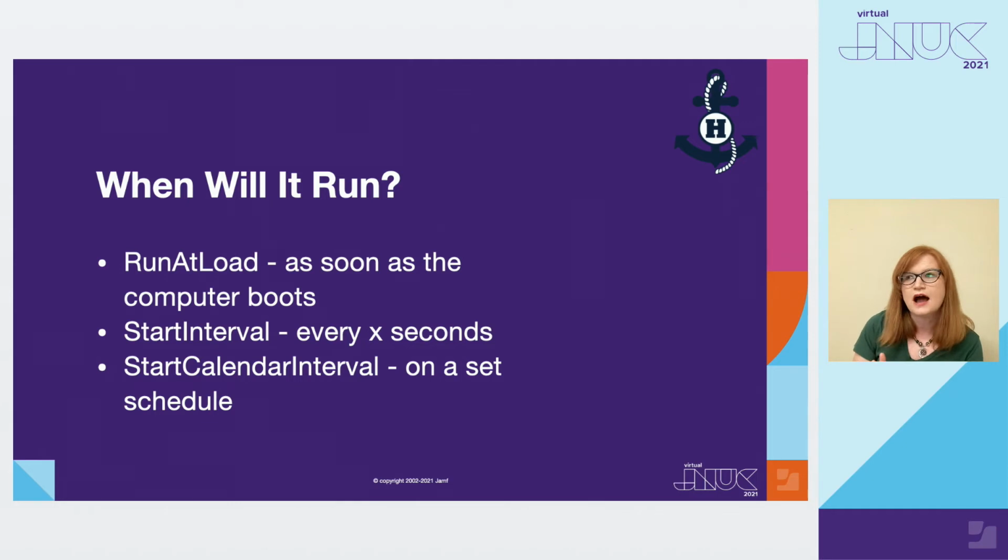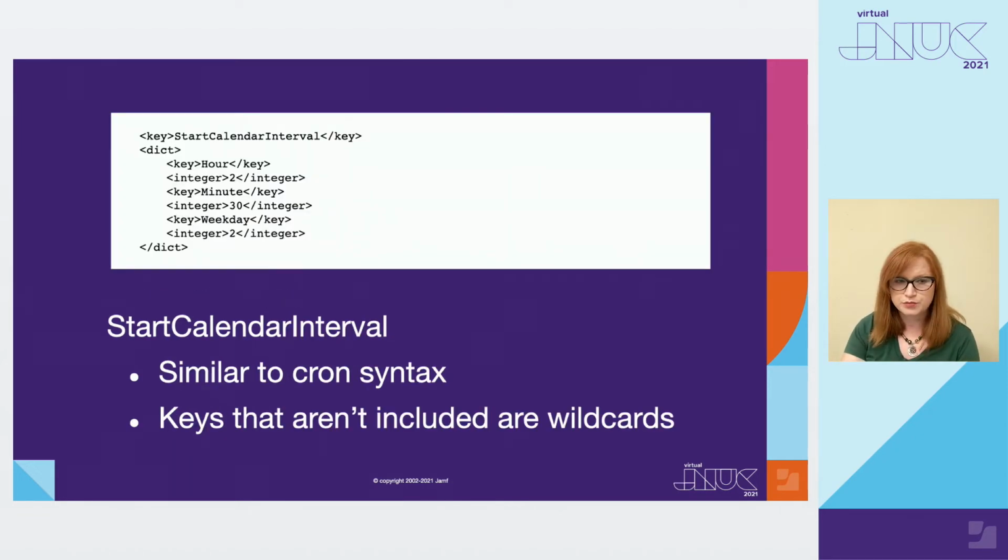So if I say I want to run 2:30 a.m. in February, it's going to run at 2:30 a.m. in February. If I say 2:30 a.m. and I don't indicate a month, it's going to do it every month. So this is an example of what that start calendar interval looks like. If you're familiar with cron syntax, it's really similar. If you're not, don't worry. It's pretty easy to figure out.